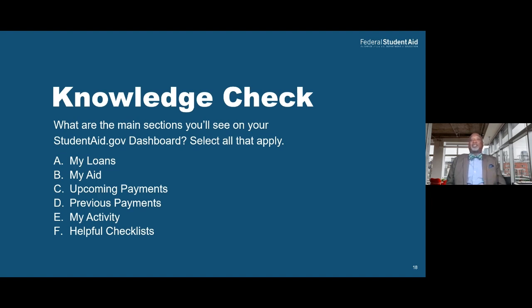One of the main sections you'll see on your StudentAid.gov dashboard. Select all that apply. Is it A, My Loans, B, My Aid, C, Upcoming Payments, D, Previous Payments, E, My Activity, or F, Helpful Checklist? Let's see what the answer is.